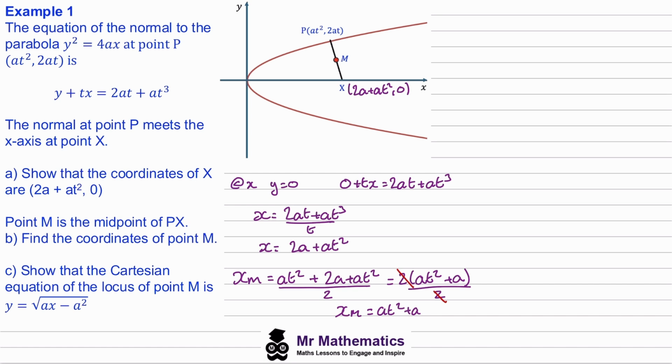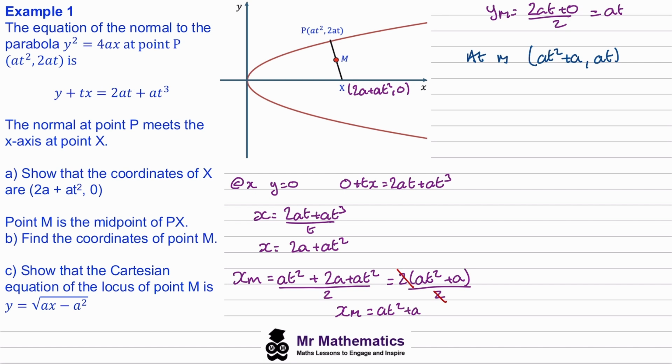We can work out the general y coordinate of M. We know y equals 0 at point X and 2at at point P. So we'll find the average of these. So a general y point will be 2at plus the 0, divided by 2, so at. So at M, we've got the general coordinates of at squared plus a for x and at for y.